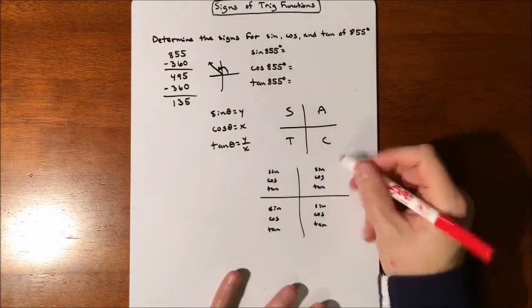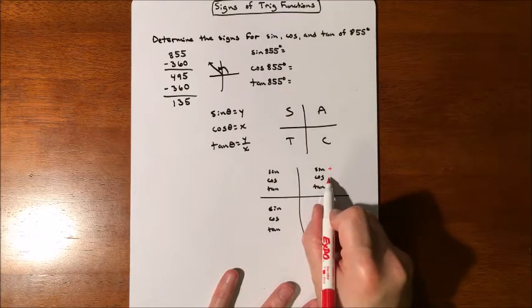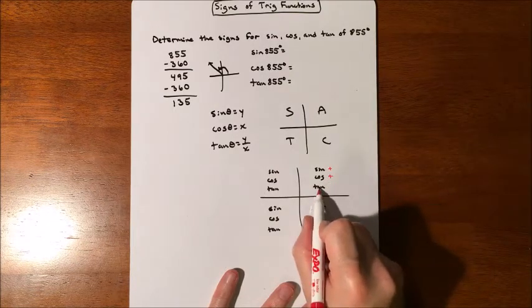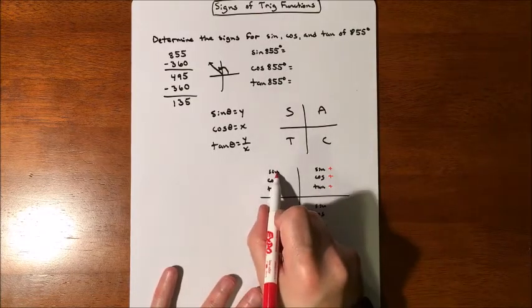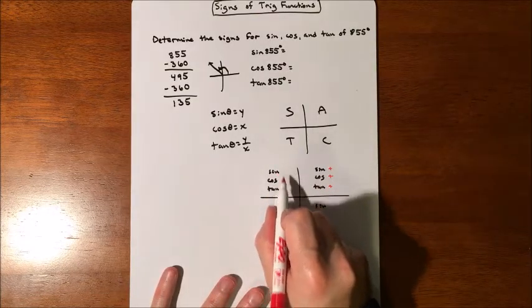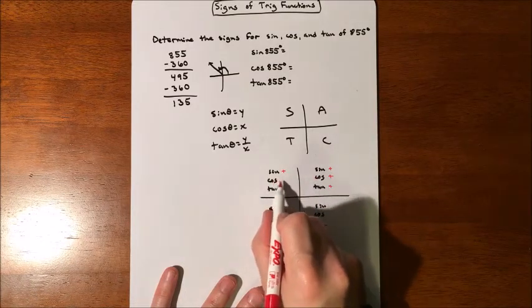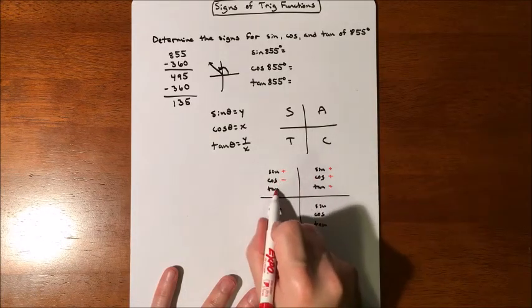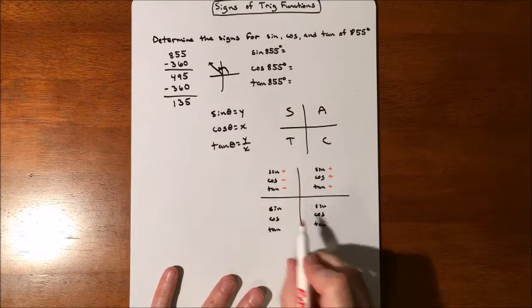So sines are y values, so we're looking at positive y values in the first quadrant. Cosines are x values, they're positive. Tangent is these two divided into each other, so it's positive. Sine is positive in the second quadrant because your y values are positive. Cosines are x's, so you're negative. And tangent is these two divided into each other, so that's going to be negative.